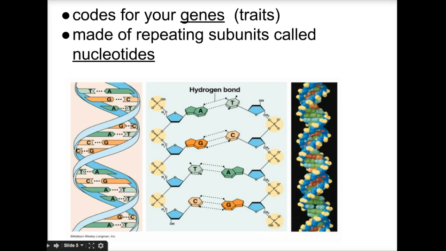Now, DNA has the codes for all your genes, not your Levi's, but your genes, as far as the different traits that you have that make you up. And then we say DNA is made up of repeating subunits called nucleotides. So if we take a bunch of nucleotides and stack them together, we will get DNA. Now, a nucleotide is basically a sugar, a base, a phosphate, a sugar, and a base pair. And I'll show you a little bit more about that over here.